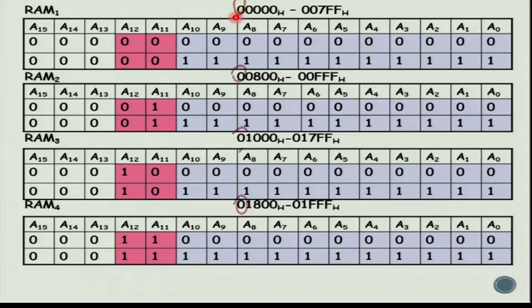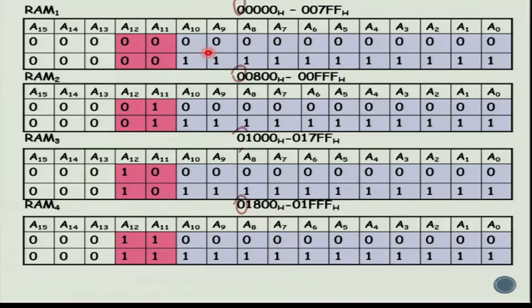So if the address happens to be from 0000 to 07FF, this is going to be the binary value that you will get. If it is 0800 to 0FFF, this is going to be the binary value. And again, if it is 1000 to 17FF, this shows the binary value of the first address and the last address. And again, 1800 to 1FFF, the first binary value and the binary value of the last address.